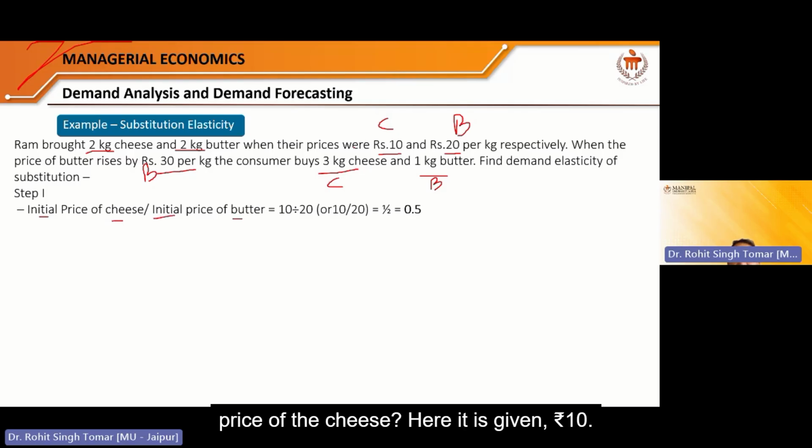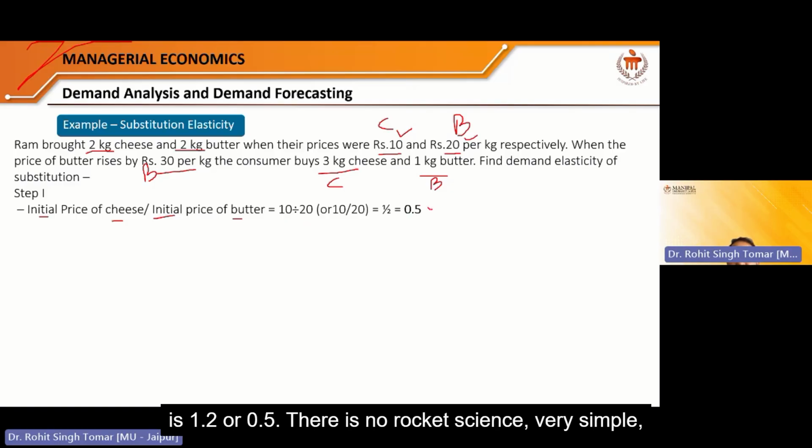So what was the initial price of the cheese? Here it is given, 10 rupees. Initial price of the butter, 20 rupees. 10 divided by 20 is 1/2, or 0.5. There is no rocket science, very simple.